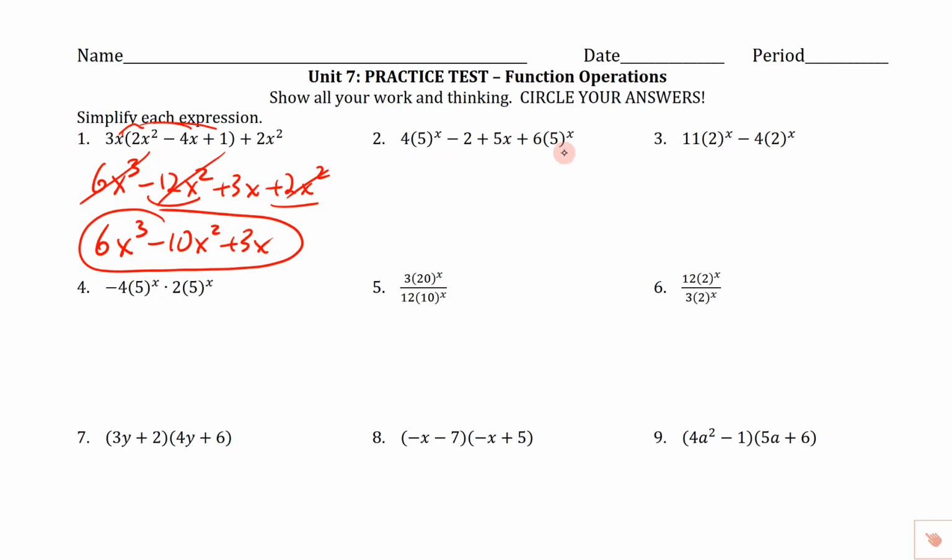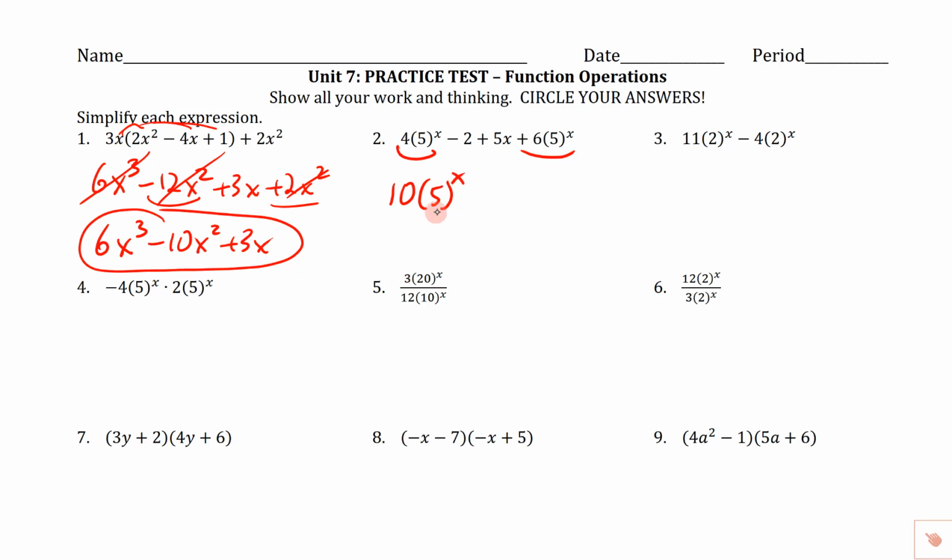Again, these were a little bit tricky to get used to, but it's the same thing here. We're looking for the same variables and the same exponents, same base and same exponents. So if we look at these two guys right here, this has a 5 to the x, and this has a 5 to the x. So this is 4 of these things right here, plus 6 of these things right here. That would be 10 of those things altogether. So this is 10 and then 5 to the x.